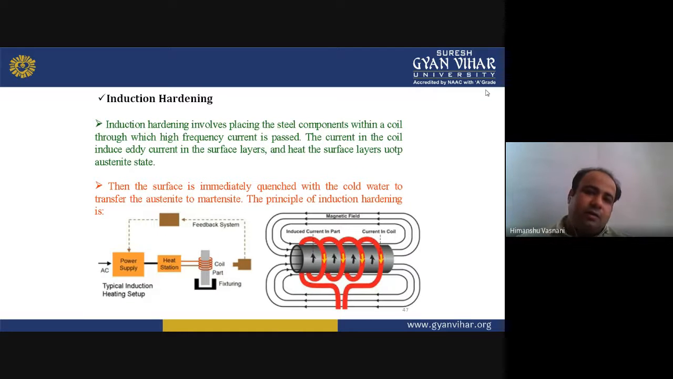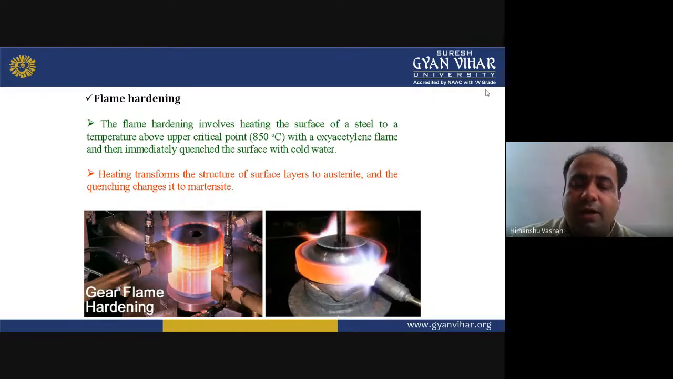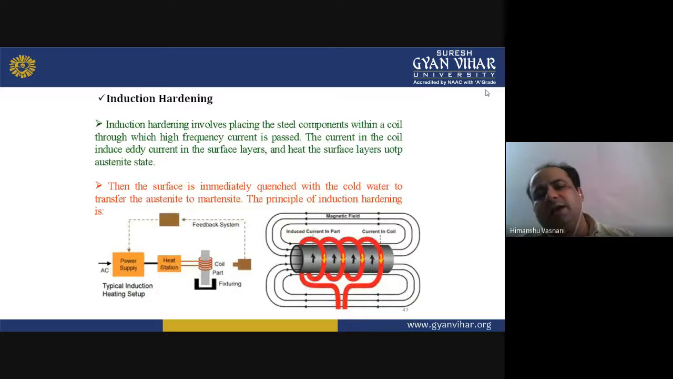Now, after flame hardening, we go with induction hardening. Induction hardening involves placing the steel component within a coil through which a high frequency current is passed. The current in the coil induces eddy currents in the surface layers and heats them to the austenite state, and then the surface is immediately quenched. Quenching means cooling down with cold water to transform the austenite to martensite. You can see in the diagram how the principle of induction hardening is shown.